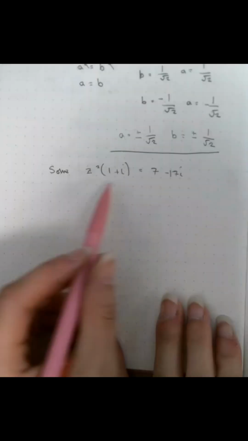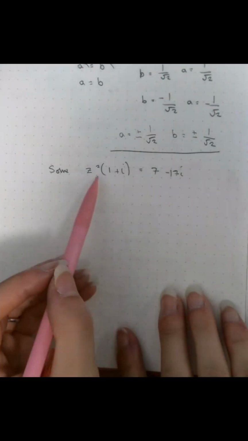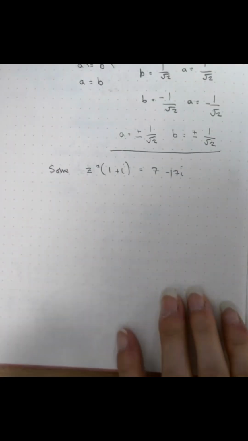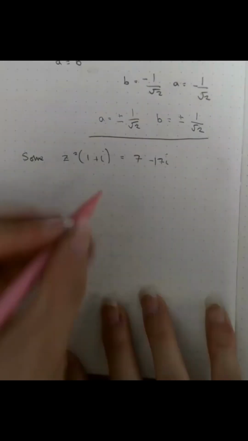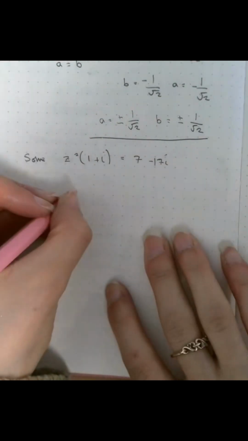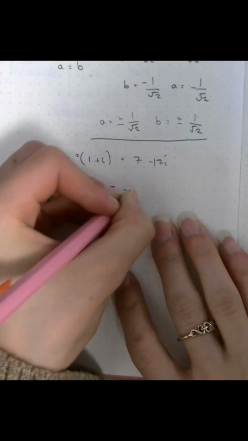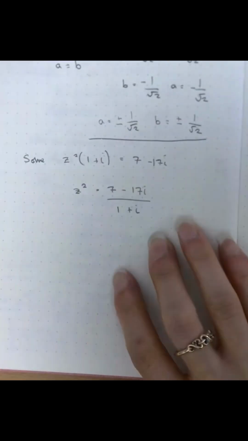Now have a look at another example which involves that z squared. So we have this thing here: z squared multiplied by 1 plus i is equal to 7 minus 17i. So what I would do here is get the z squared on its own, so I'd move that across, so divide by that 1 plus i. That gives me z squared is 7 minus 17i over 1 plus i.